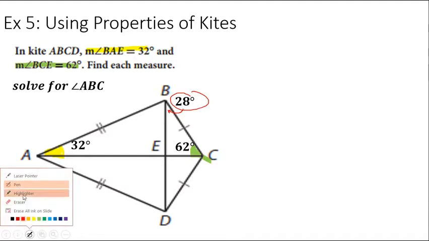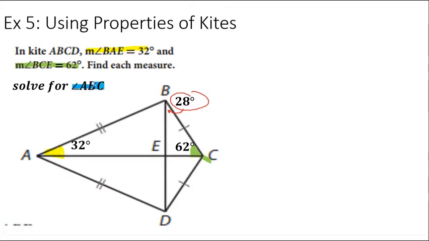Okay, now we want to solve for angle ABC. So angle ABC is this big angle right here. So that whole thing right there. And remember, we still have these angles in here are still 90. So what we need to solve for is this angle right here, which you don't know what it is yet.